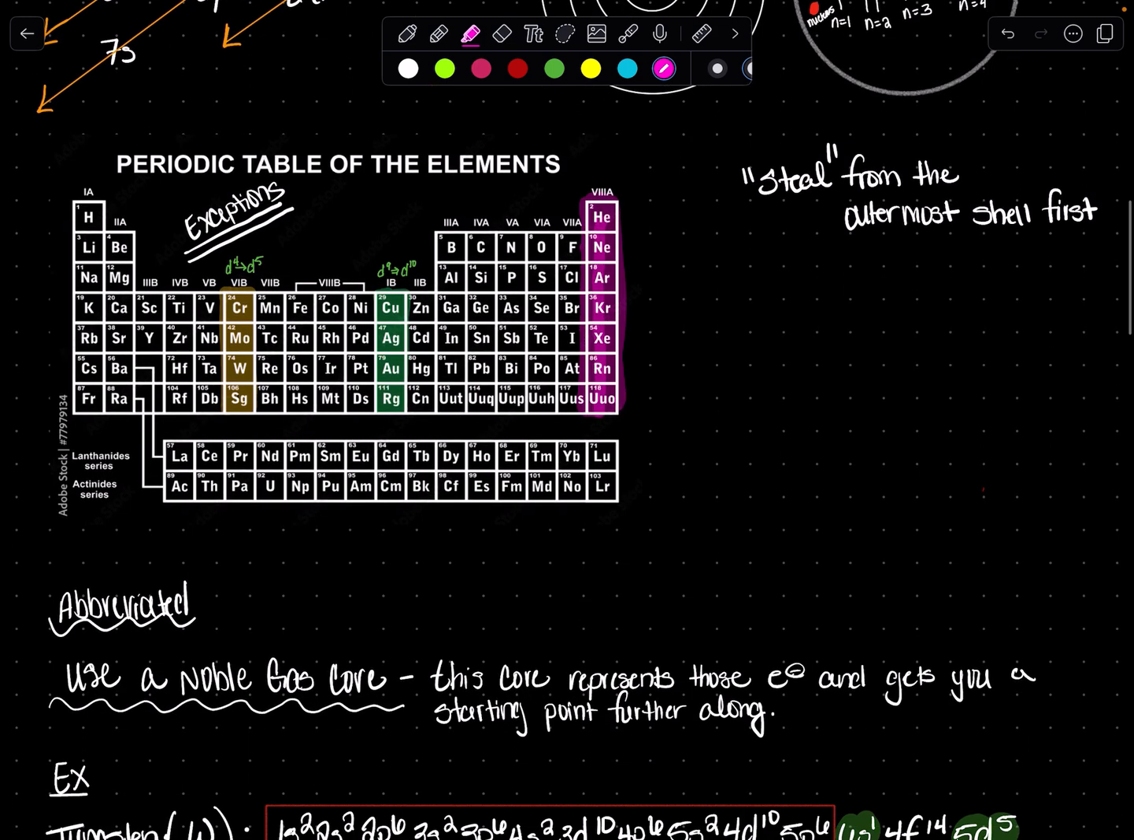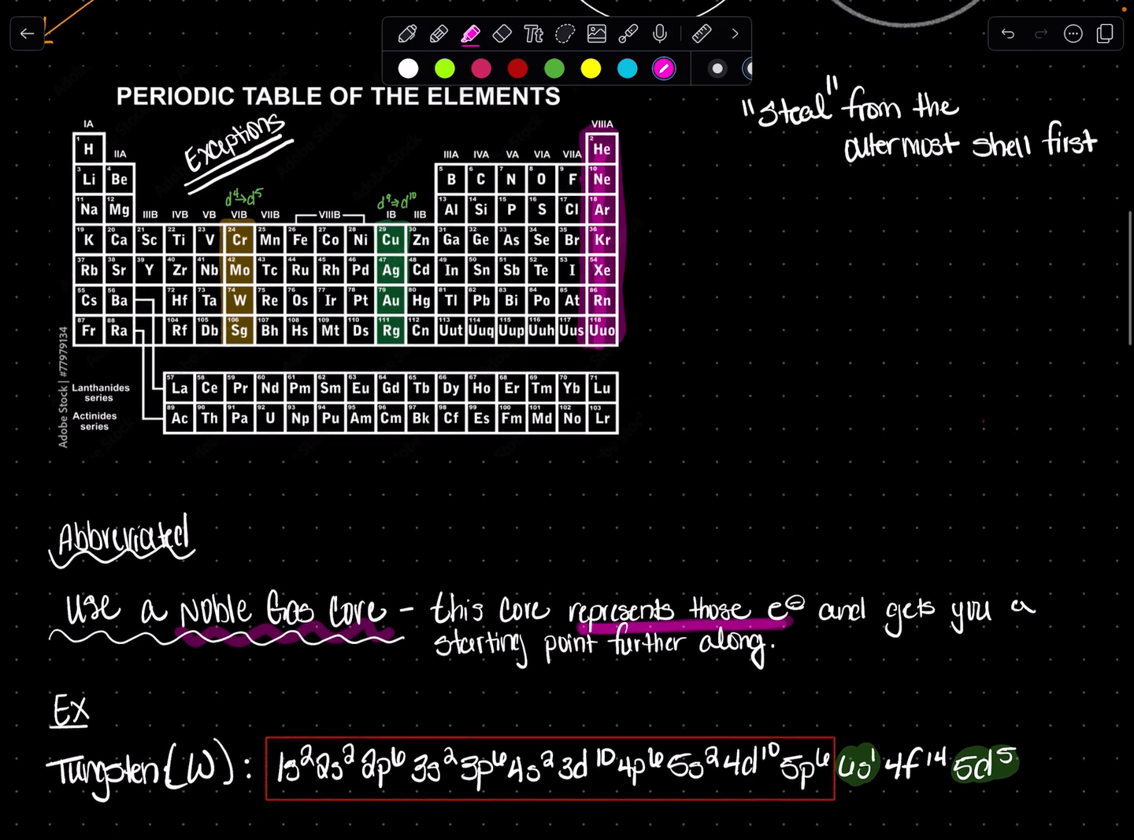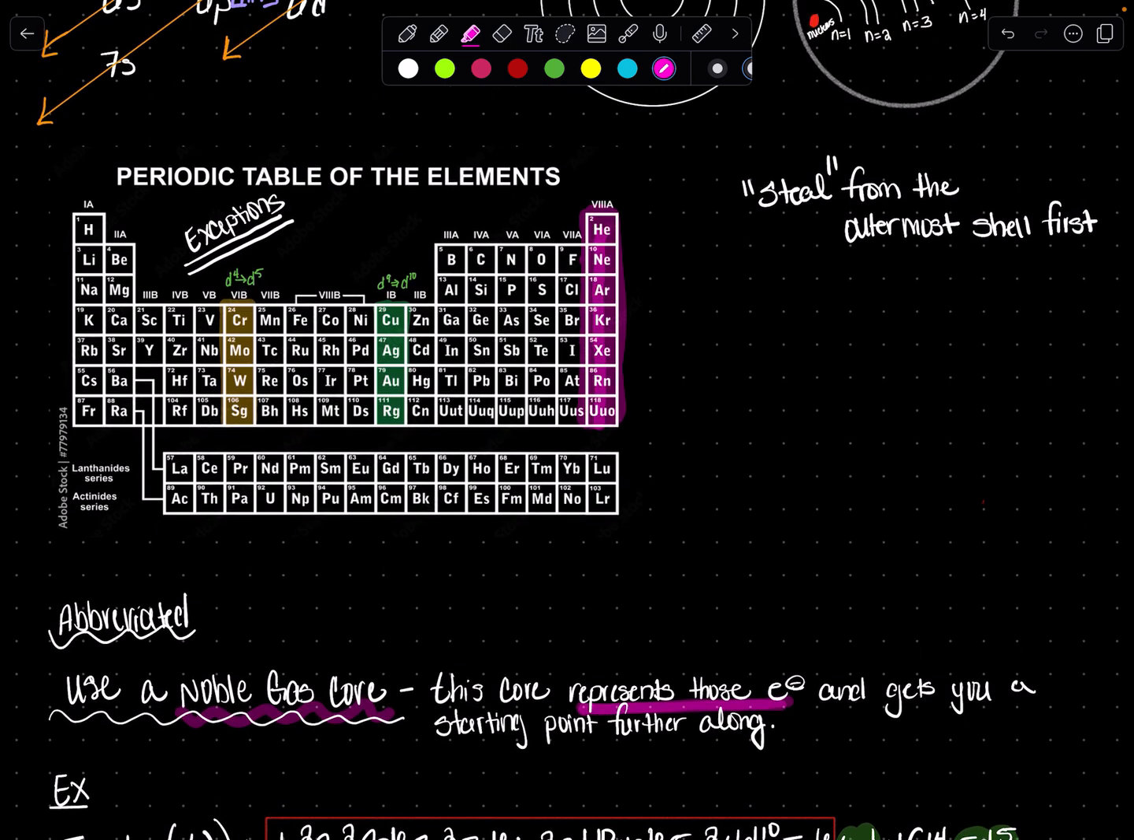So abbreviated electron configurations use this noble gas core. This core, i.e. those elements in purple, represents the electrons that they have. So let's say helium. Helium has an atomic number of 2, that would represent 2 electrons. Neon has 10, so that represents 10 electrons. Argon has 18 electrons in its ground state, therefore it represents those 18 electrons, and so on and so forth, all the way down the family from radon and down. And that core gives you a jumping off point to go further along in the story.